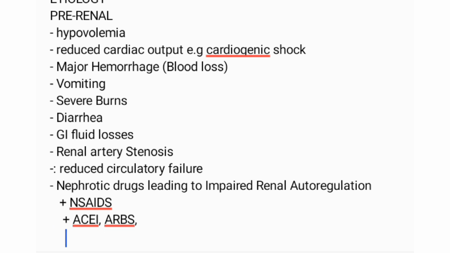Then other drugs which are nephrotoxic, we can have cyclosporins. Okay, so prerenal AKI is very reversible, but if there is a prolonged prerenal AKI, it can lead to ischemia, hence it can even cause permanent damage, but it's usually reversible.